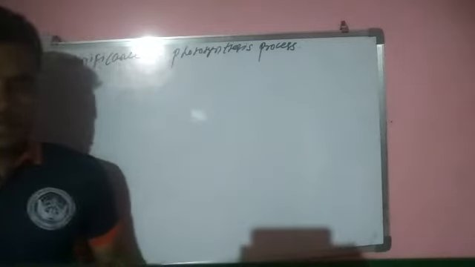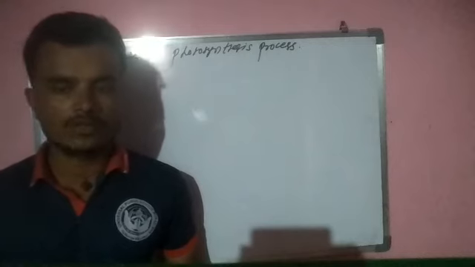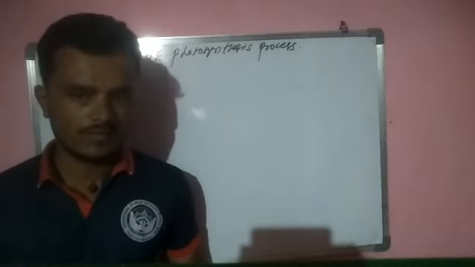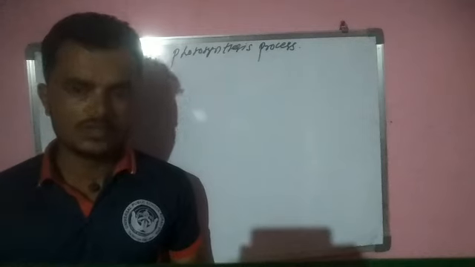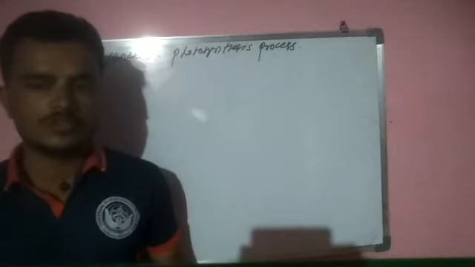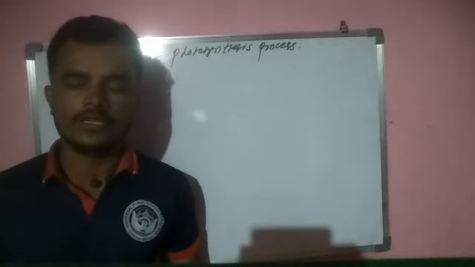Now see, the next significance is that the photosynthesis process provides oxygen for all living organisms in the universe. The first one is photosynthesis provides food for all, and the next one is photosynthesis process provides oxygen for all the human beings and all living organisms in the universe.